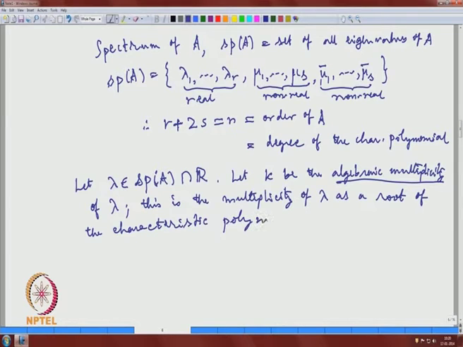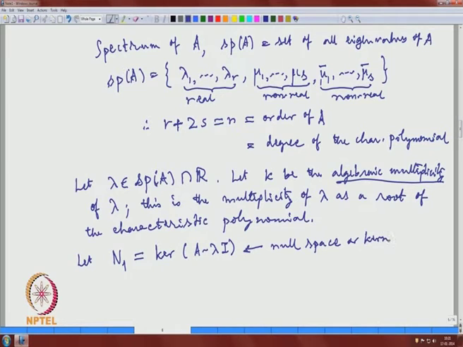That is okay, right. So, there is another notion called geometric multiplicity. For that we have to introduce a subspace. So, let N1 be the kernel of A minus lambda I. Okay. So, this is the null space, or kernel, of this A minus lambda I.